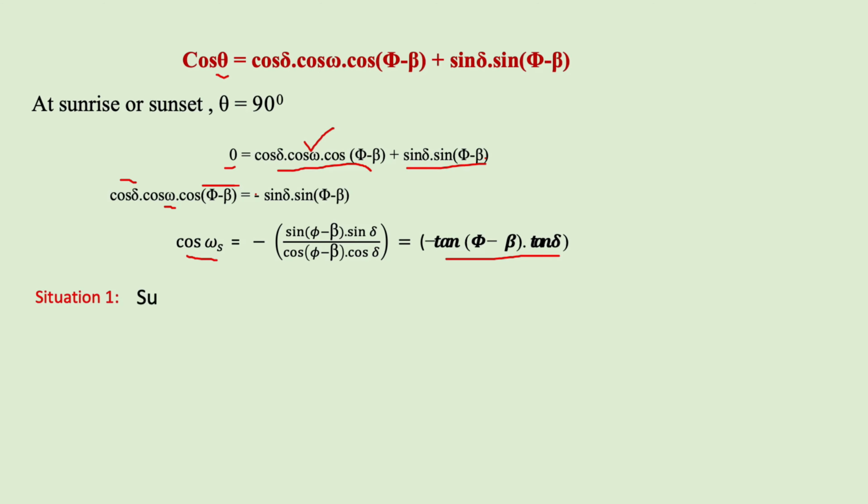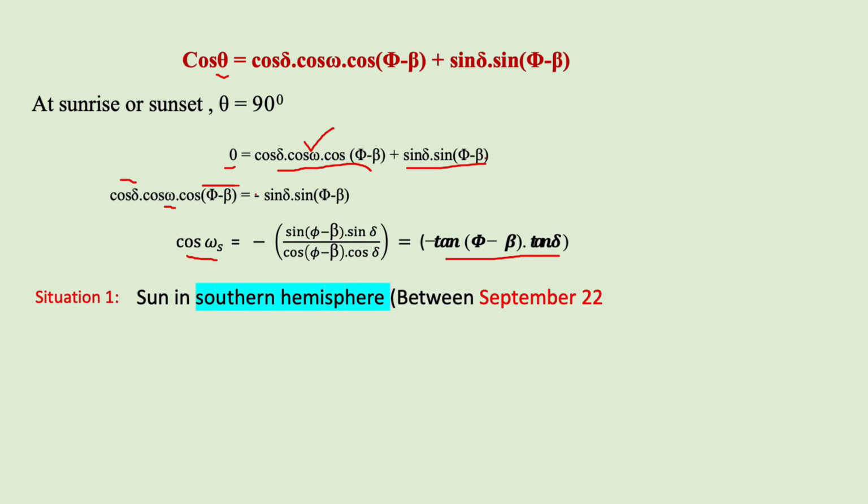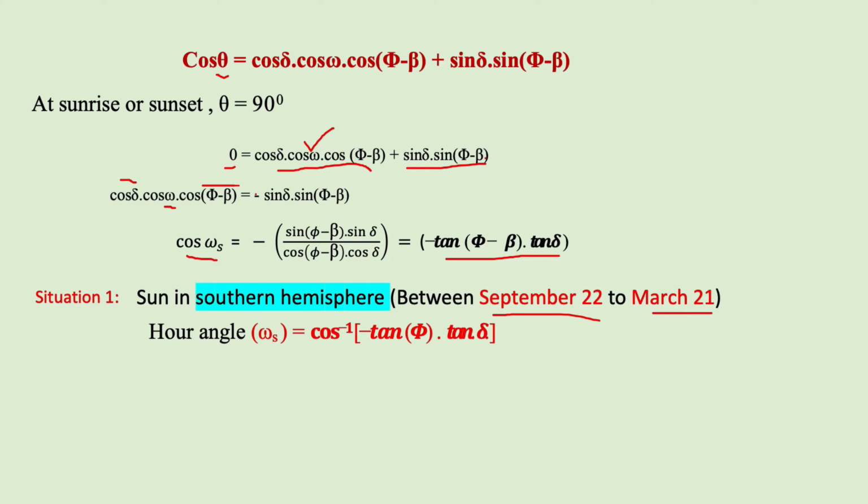Situation 1 is where the sun is in the southern hemisphere. I would like to make it clear to the audience that all the above equations for the hour angle have been derived considering that the surface is in the northern hemisphere. So when the surface is lying in the northern hemisphere but the sun is in the southern hemisphere, it is the period between September 22 and March 21. In that case the hour angle omega s can be calculated using the equation cos inverse of minus tan phi tan delta, and this equation is similar to that of the horizontal surface which we derived earlier.